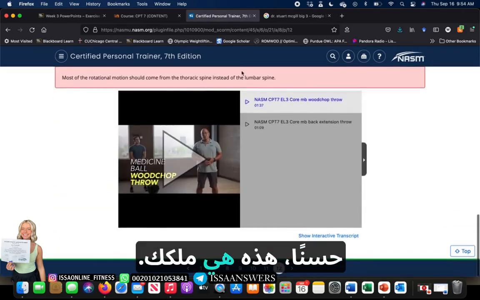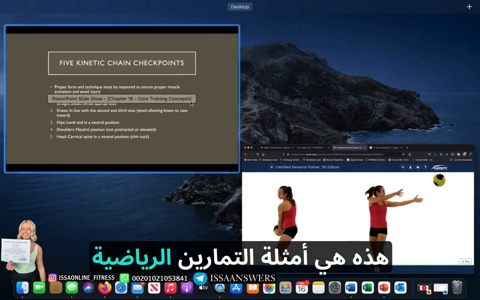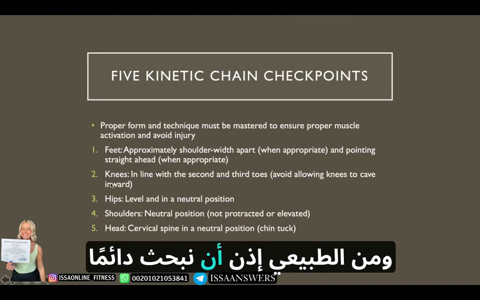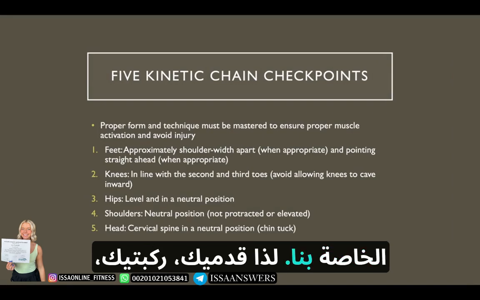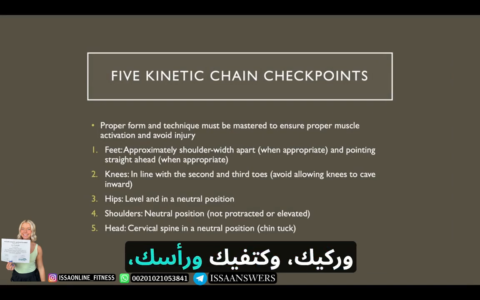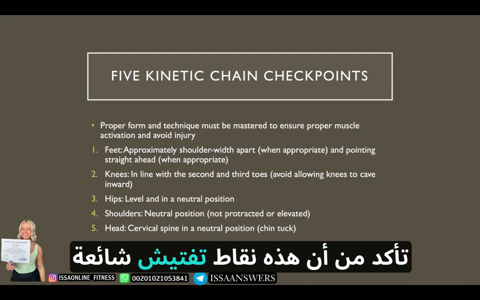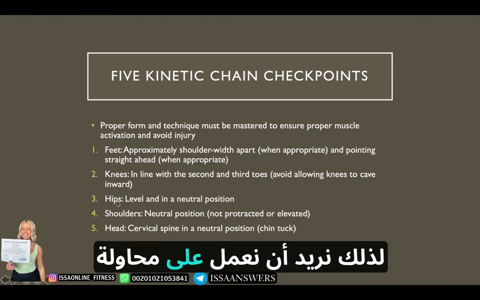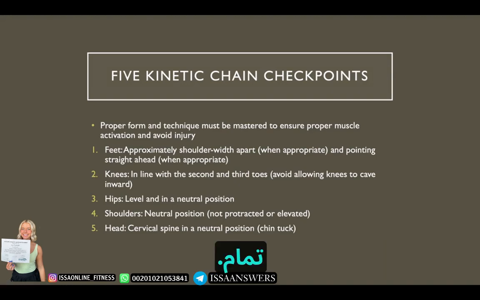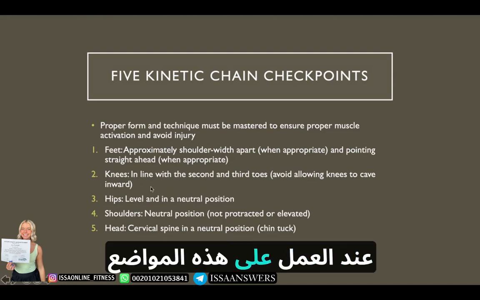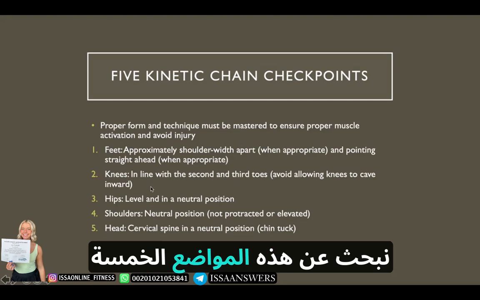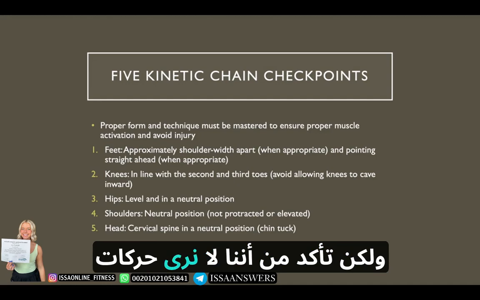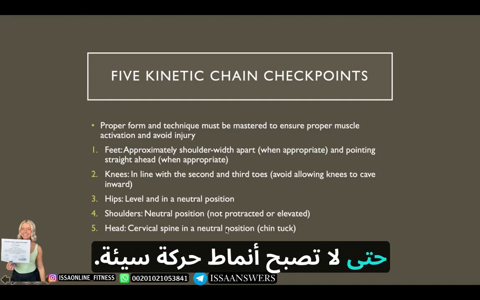All right, so these are your examples of exercises that you can progress to, and we saw those in those lists. Of course, we always are looking for our kinetic chain checkpoints: your feet, your knees, your hips, your shoulders, and your head. These are very common checkpoints that we go through a lot, and we see this in each chapter. So we want to work on trying to get these correct, okay? Looking for those 5 positions to make sure there's proper muscle activation and to avoid injury, but also make sure we're not seeing unwanted movements, to try to correct them so they don't become bad movement patterns.